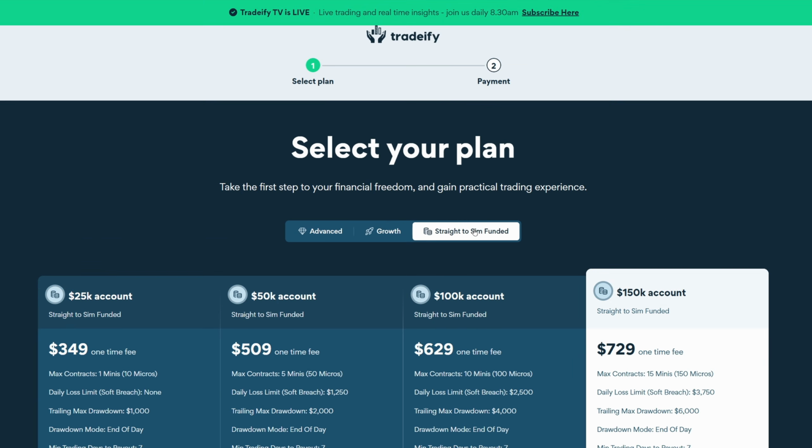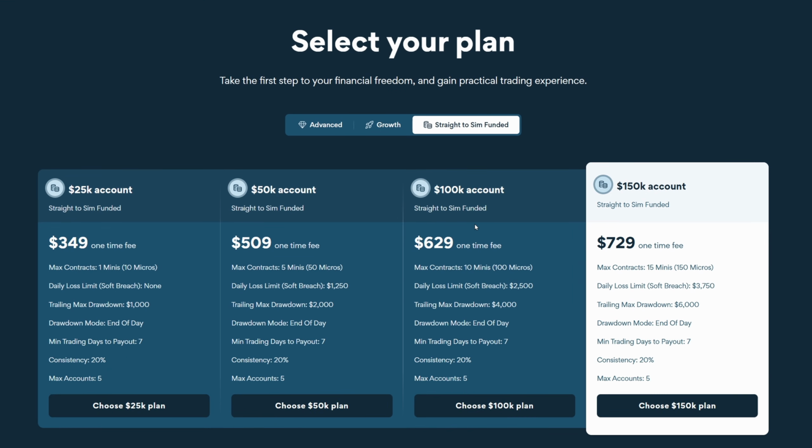So now I'm going to go ahead and click on pricing so we can go to the different account types. For the Straight to Funded account, the drawdown type that they use is the end of day trailing drawdown. However, with this account type, there's also a daily loss limit, which means if I go below $1,250 on any particular day, I will be locked out of the account for the day.